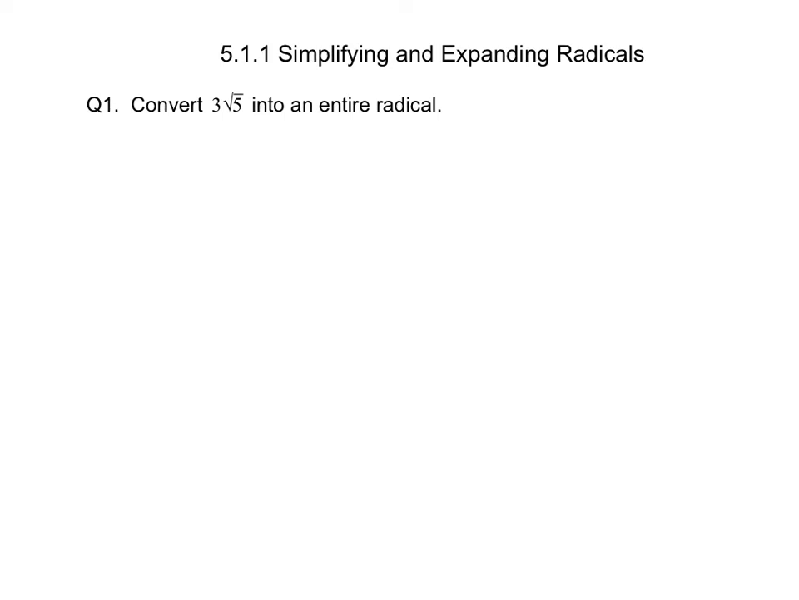We're going to start this unit by looking at simplifying and expanding radicals. We're going to convert 3 root 5 into an entire radical. So before we go any further, let's go over what an entire radical is. An entire radical means you're multiplying together a radical by 1.